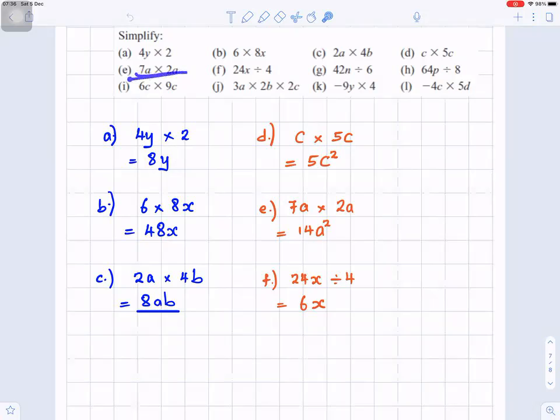For part E, 7a times 2a. You do 7 times 2, it gives you 14. a times a is like a to the power 1 times a to the power 1. 1 plus 1 is 2. So it's 14a squared. For part F, 24x divided by 4. 24 divided by 4 is 6, and you write the x. So the answer is 6x.